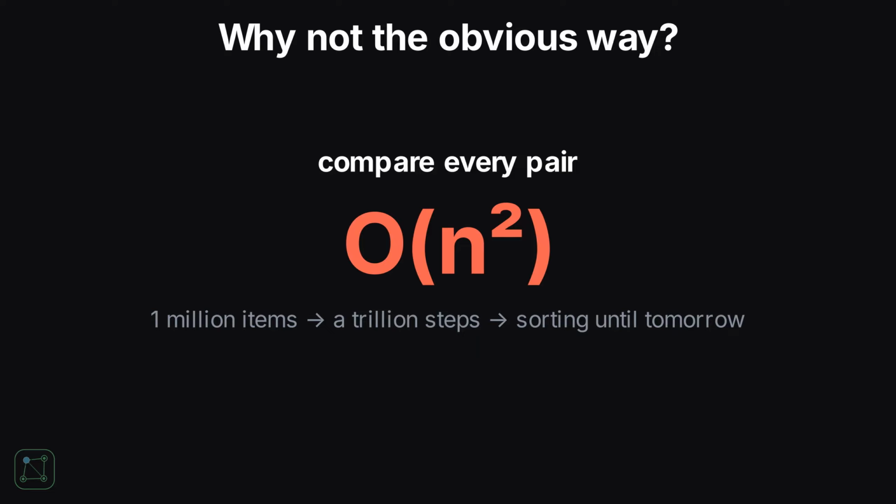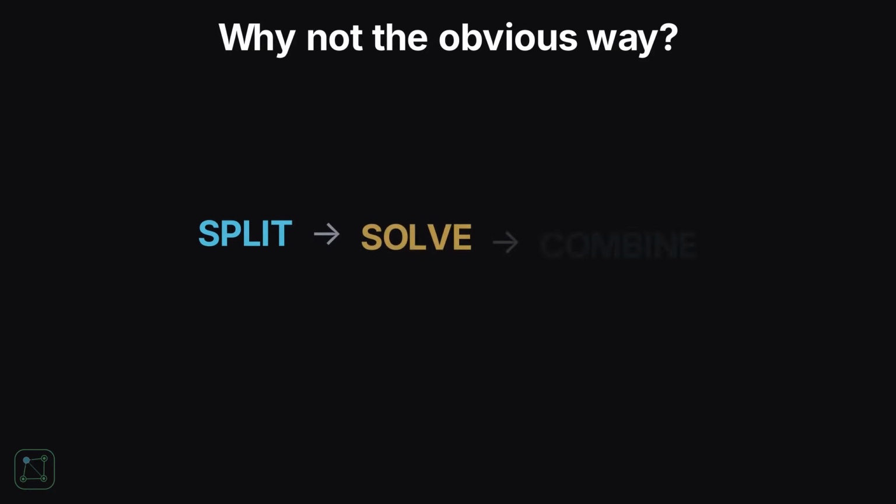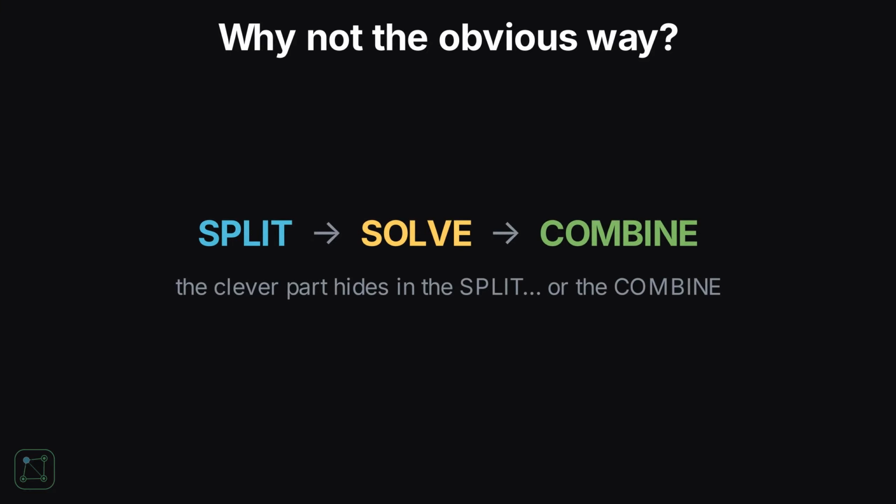We need something smarter, and the trick is the same one as last time: divide and conquer. Both of today's algorithms split the problem in half, solve each half, and combine. They just disagree about where the clever part lives, in the splitting or in the combining. That single choice changes everything about how they behave.